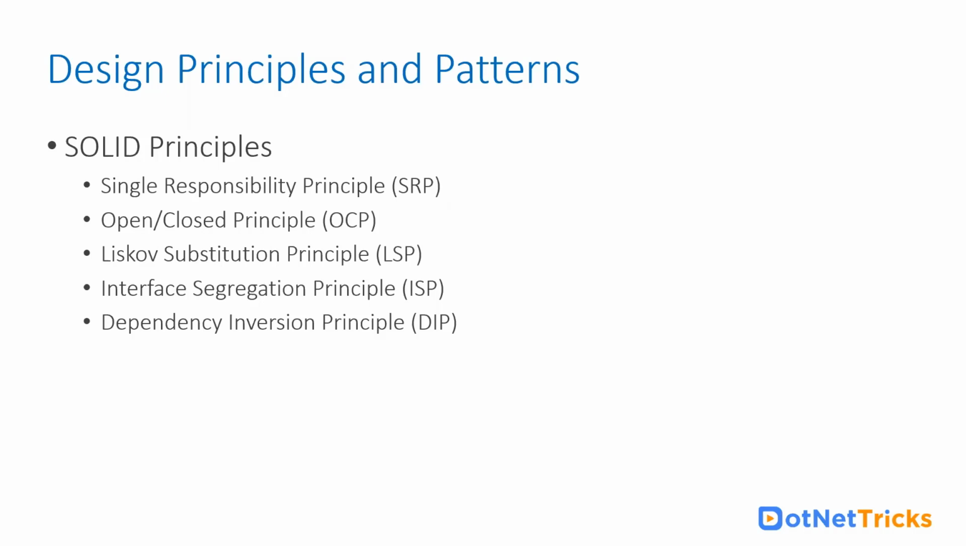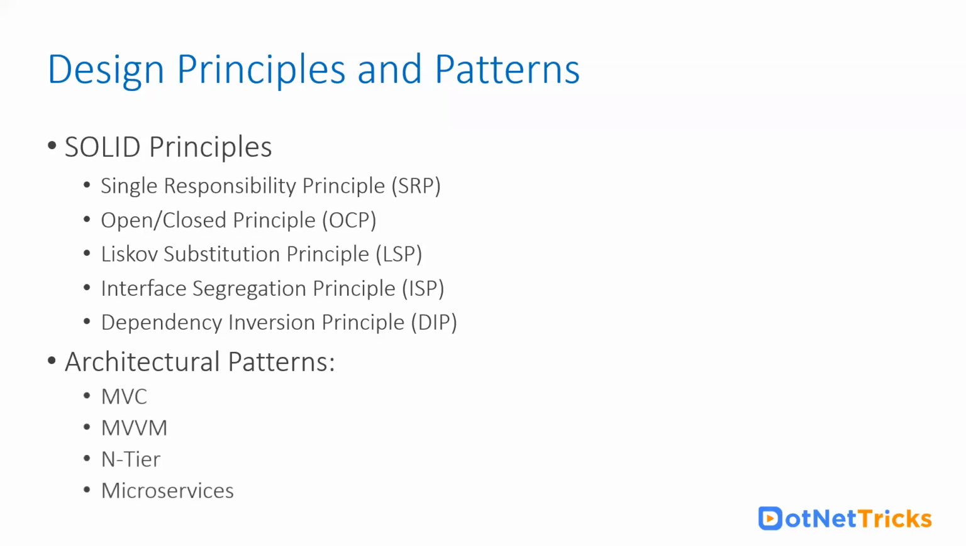Whenever you are designing a class, every class should have only one responsibility. Whenever you have designed a class, it should be open for extension and closed for modification. You should always keep these things in mind. Then we have the architecture level patterns, when it comes to building the things and managing the components.